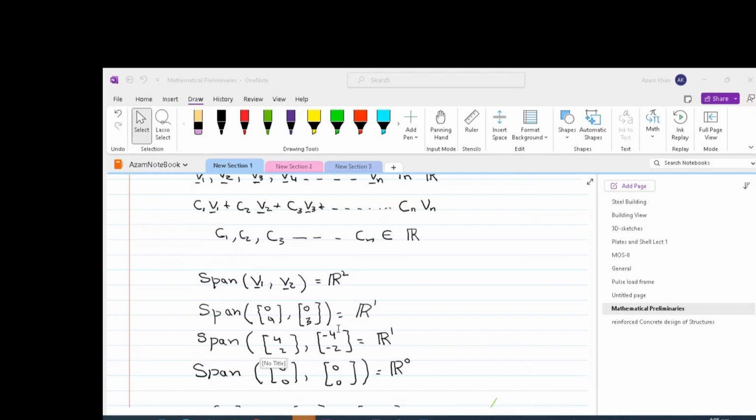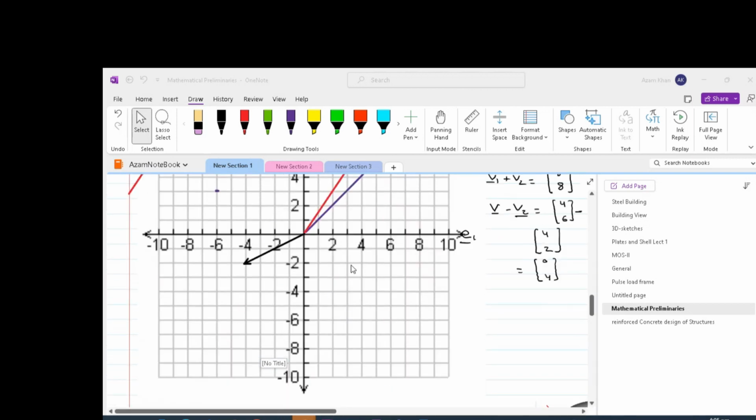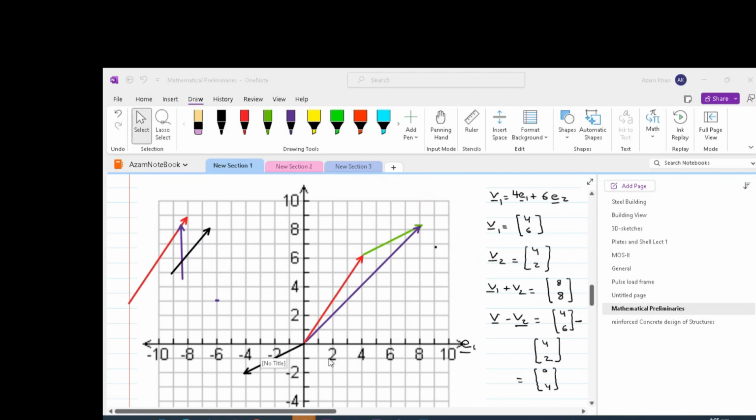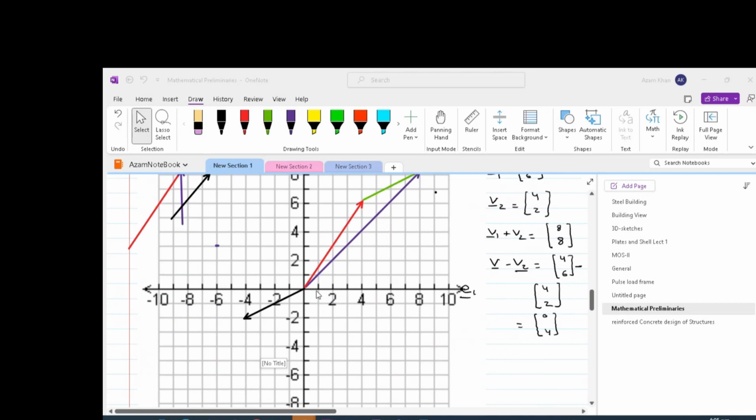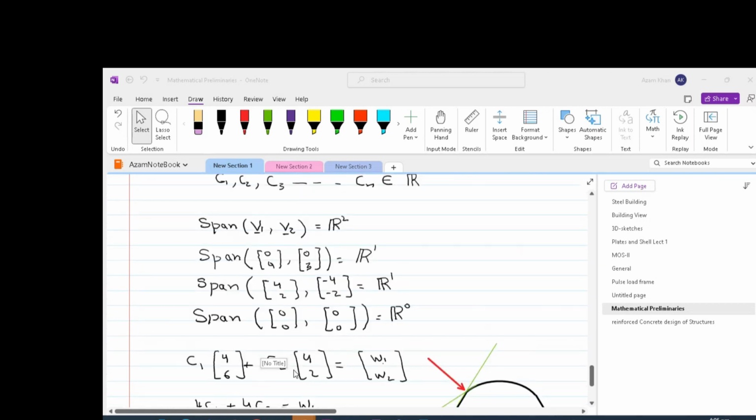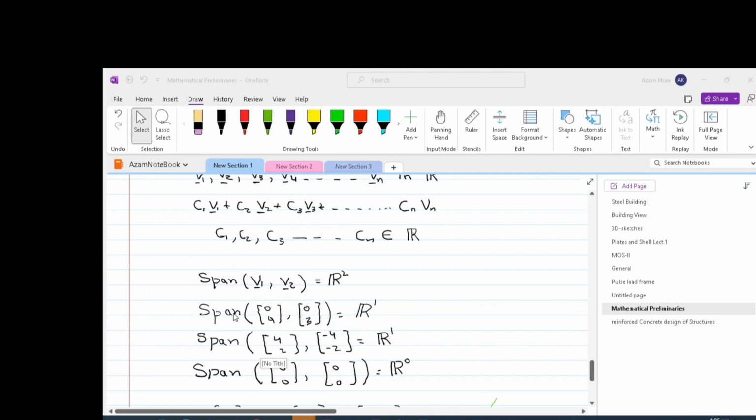Now, what will happen if we have vectors lying along a single line? So imagine we have a vector along E2 or any vector along E1. In that case, the span of both the vectors will be equal to R1 space. This means to say that for any two vectors which are lying along one line, any combination of them will give us a vector which will lie along the same line.